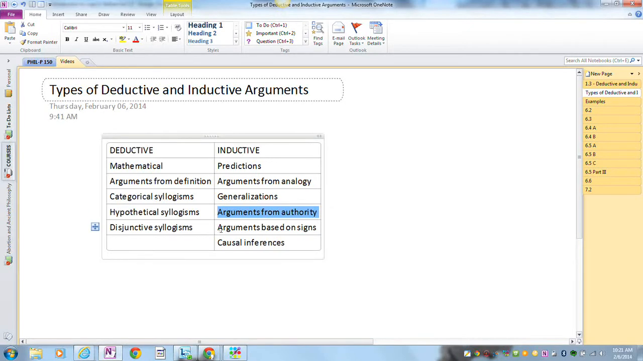Arguments based on science, on information that is posted somewhere, are inductive, and also causal inferences when you're reasoning about cause and effect. When you're seeing some clues, for example, and you infer that the cause of the clues that you observe must be so and so, then you're reasoning inductively. You don't have the absolute certainty that the conclusion follows from the premises. Let's look at a few examples from the textbook, and we can see how to apply all this.